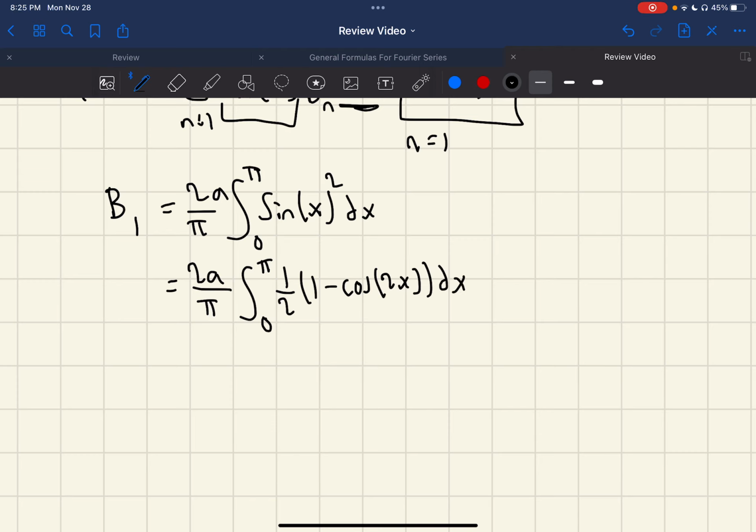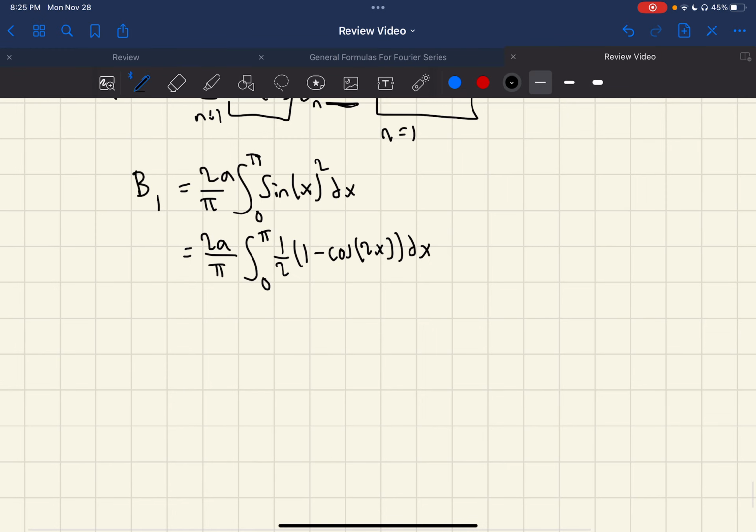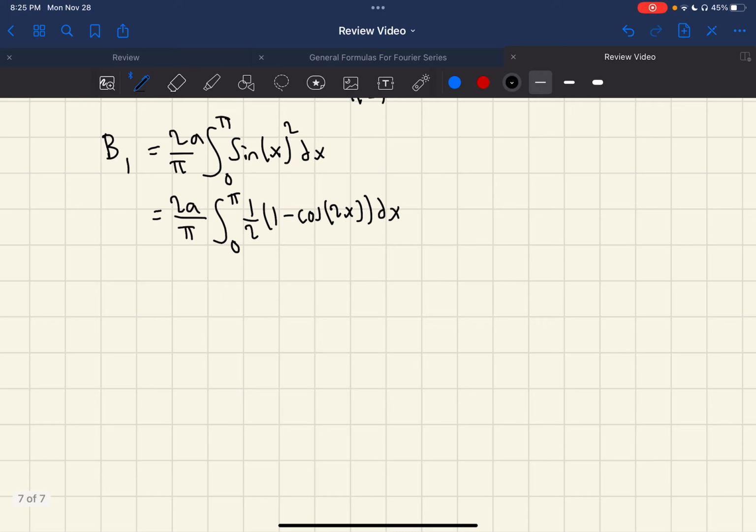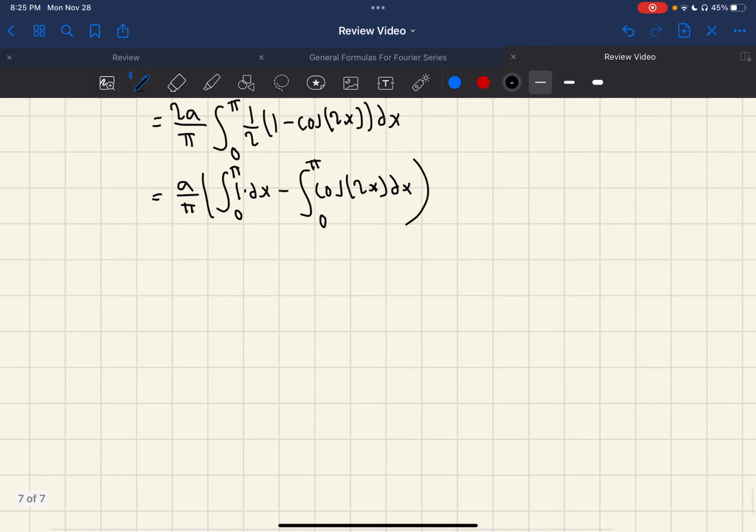And now this integral we can solve. So we can split it up into two integrals, and we can also pull out the 1/2, which leads us to just a over pi times the integral from 0 to pi of just 1 dx, minus the same integral but for cosine dx. So just solving this integral the same way as we did the others.